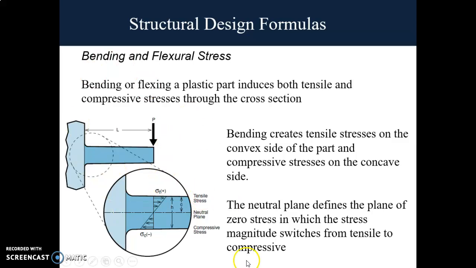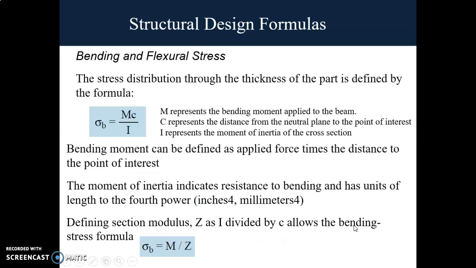Kita tengok dekat sini tensile stress dan dekat sini adalah compressive stress. And ini dia punya neutral plane. Okay. The stress distributed through the thickness of the part is defined by the formula stress equals MC over I, which is I represents the moment of inertia, C represents the distance from the neutral plane to the point of interest, M represents the bending moment over the beam.